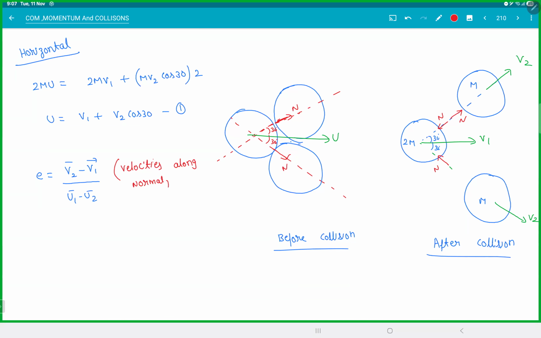That means you should resolve the velocities. So this u component will be u cos 30. This is your u1, right? And this v1 component will be v1 cos 30. This is your v1 bar.